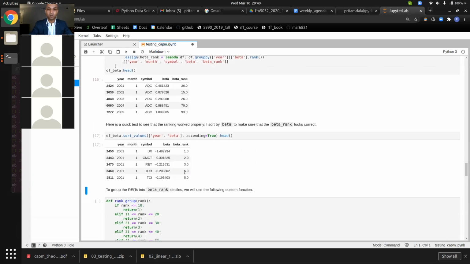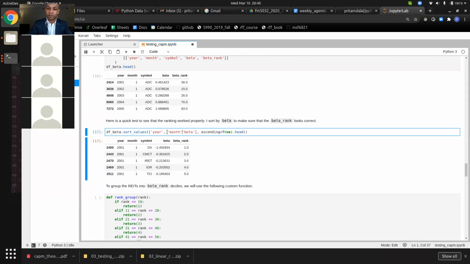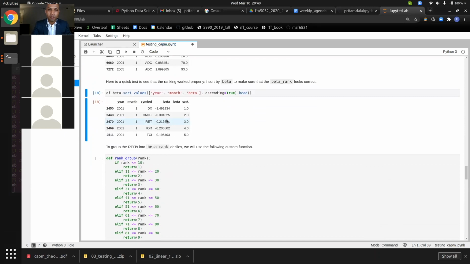Cool. I always like to visualize real quick whether the code seems to be working or not. So if I sort by year and beta, we probably want year, month. Doesn't matter. I think it seemed to work fine. As you can see, a beta of negative 1.4 was the lowest, so these are going in the correct order. Everything's working just fine.